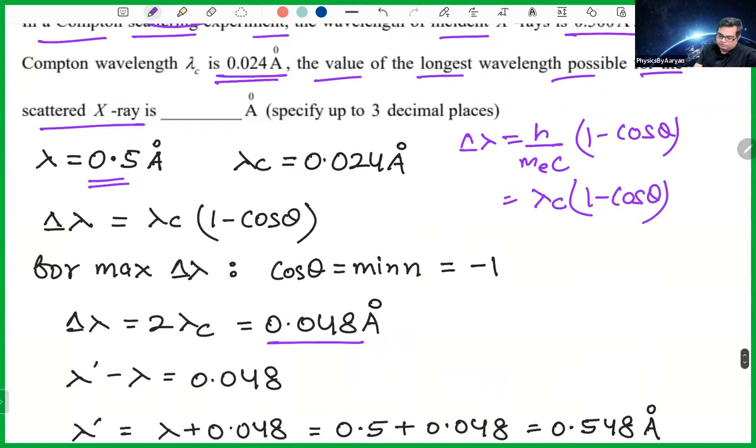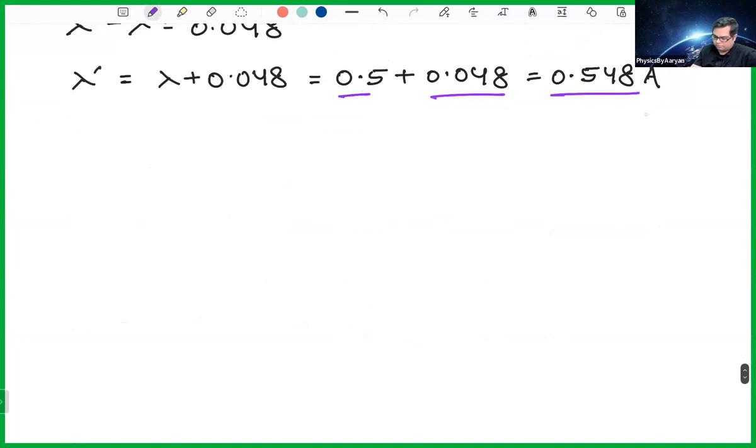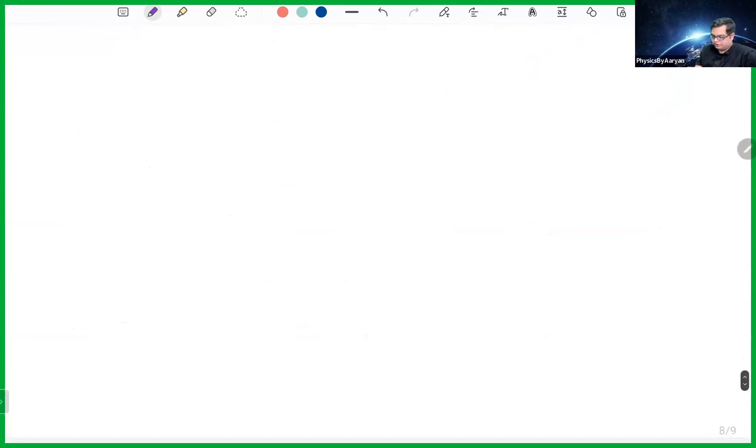So this is the maximum wavelength which is possible, and 0.548 is the exact answer for this problem. Okay? So 0.548 was the answer. So delta lambda we calculate, maximum delta lambda, which will be 2 times lambda c. So this was your question number 2 of the Compton scatter.